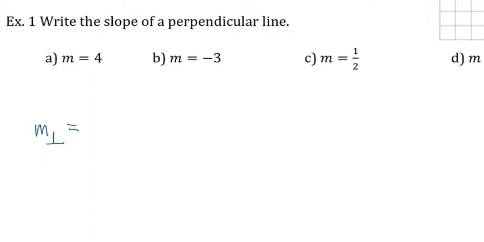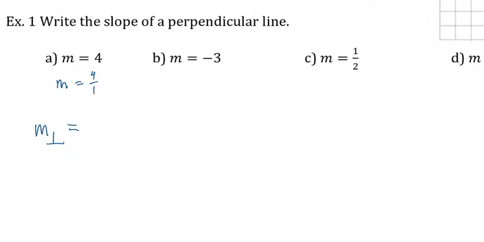Negative 1 over 4. So the slope of 4 is like 4 over 1. We always know that. See how useful that idea is? I told you a long time ago. The fact that you have a whole number, if you need it to be a fraction, it's over 1. It comes up over and over and over again. So I take the negative reciprocal, I flip the fraction, and change the sign.